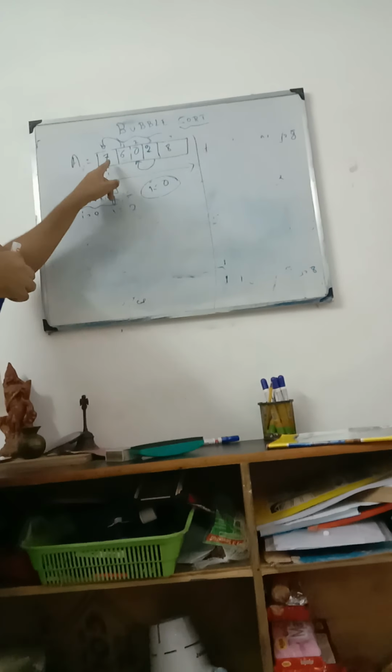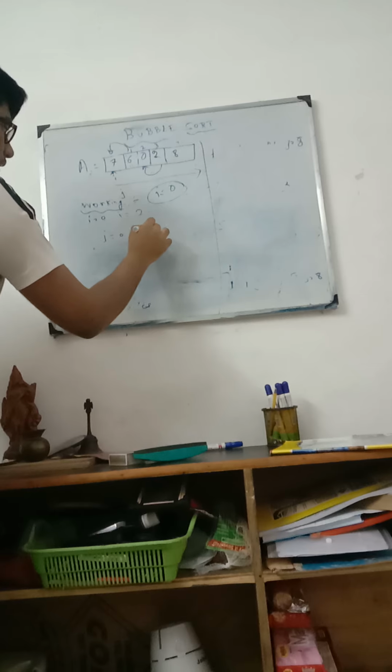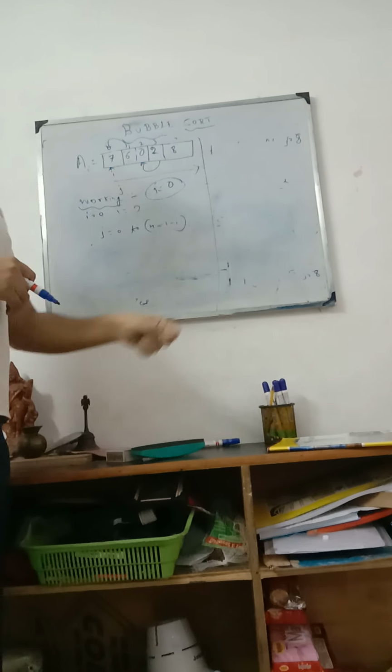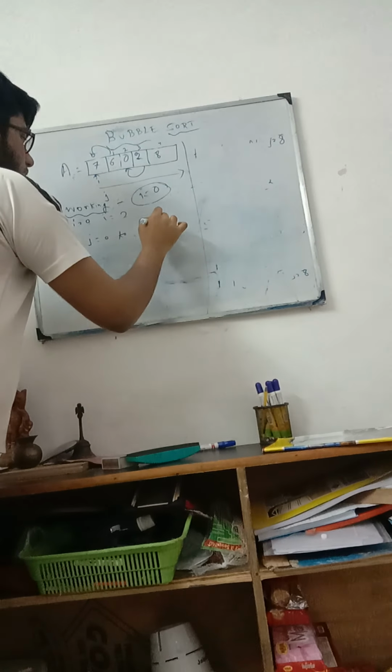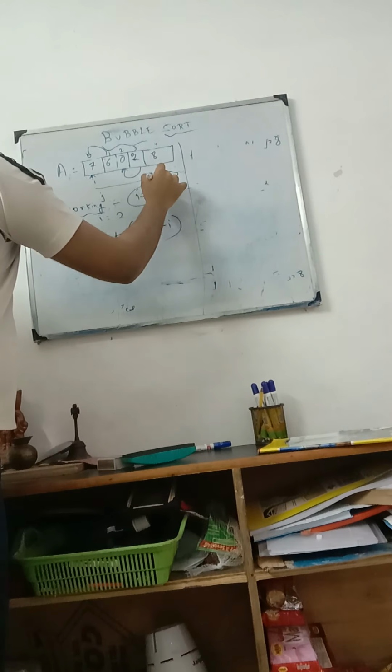Now there is a trick in this one. This will happen. Now the j value will iterate from 0 to n minus 1 minus i. It means j will always iterate from 0 to n minus 1 minus i. Now what does this mean? This n minus 1 minus i, n is the length of the array. Now j will iterate from 0 to n minus 1 minus i.